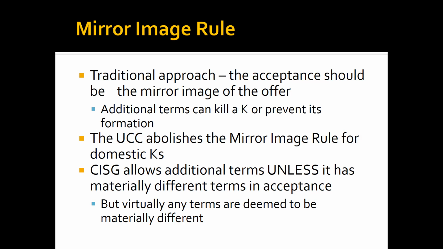Traditionally, if we look at the UCC and the CISG here, traditional approach, the offer should be the mirror image of the acceptance, and vice versa. Will you buy 500 tons of coal on December 1st? That's your offer. The acceptance, I will buy 500 tons of coal on December 1st. The UCC abolishes the mirror image rule. It doesn't have to be identical. You can still accept even with different terms. The CISG allows different terms unless they're materially different. But virtually any terms under the CISG are determined to be materially different.